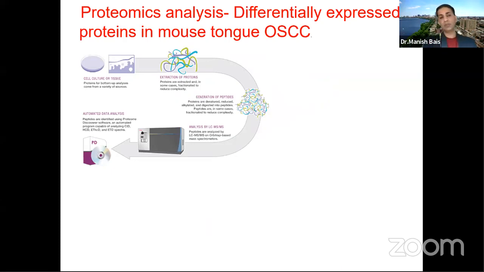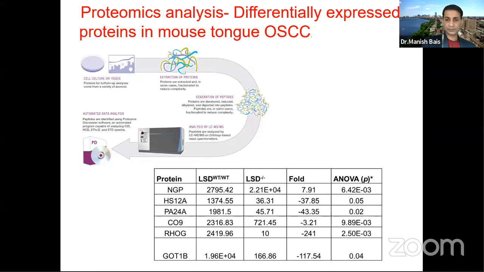So next, we did proteomics analysis. We extracted all the tissue, extracted proteins from it, and subjected them to mass spectrometry analysis. By this analysis, when we subject these tissues, it goes to peptide analysis, and it gives you a readout of which proteins are upregulated and which are downregulated. Here we found a signature of certain proteins, like heat shock proteins, some neutrophilic proteins, and Rho GTPase. So they are involved in specific signaling, and we are working on which are the specific downstream regulators of LSD1.